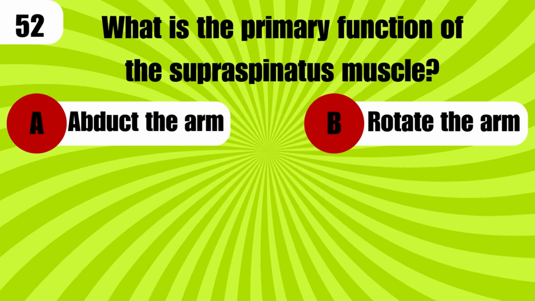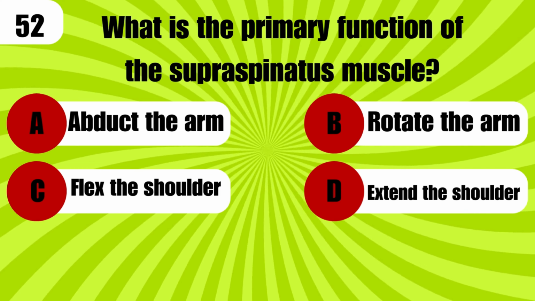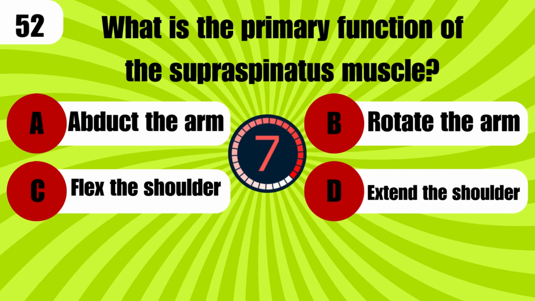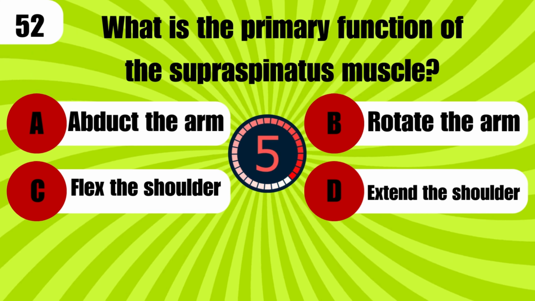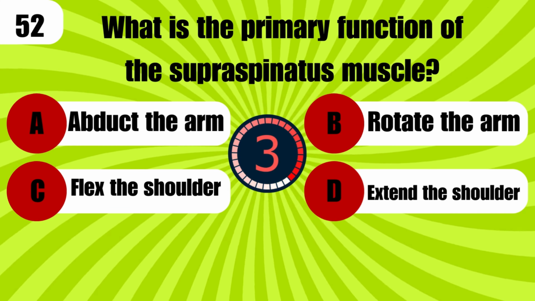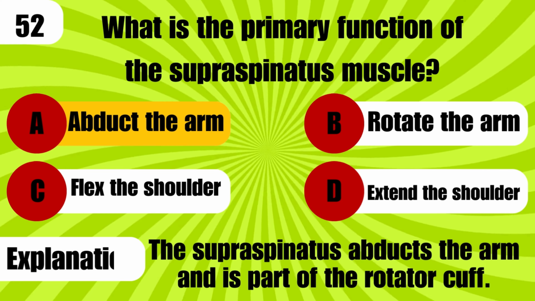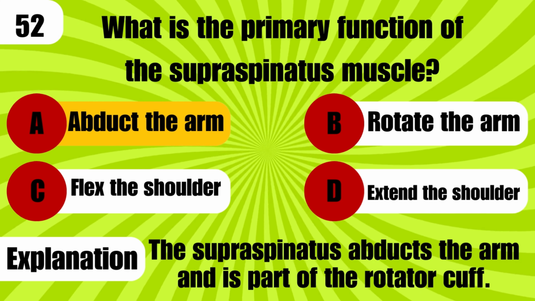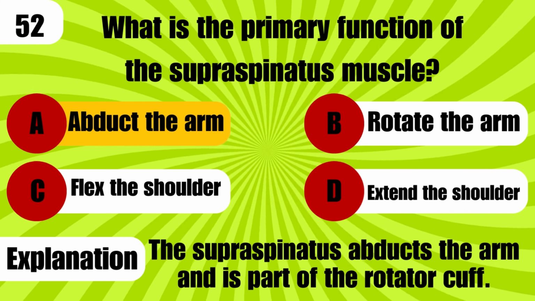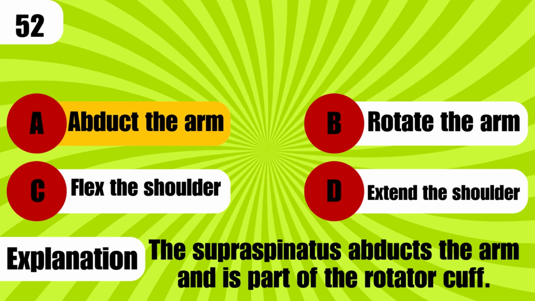What is the primary function of the supraspinatus muscle? Abduct the arm, rotate the arm, flex the shoulder, extend the shoulder. The right answer is abduct the arm. The supraspinatus abducts the arm and is part of the rotator cuff.